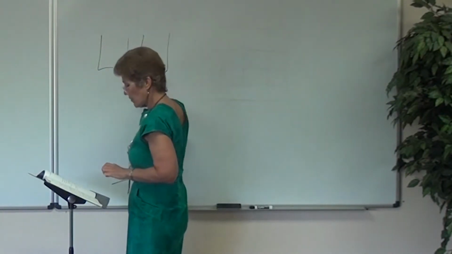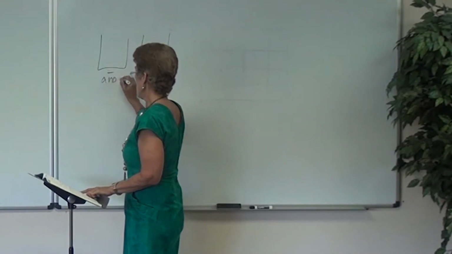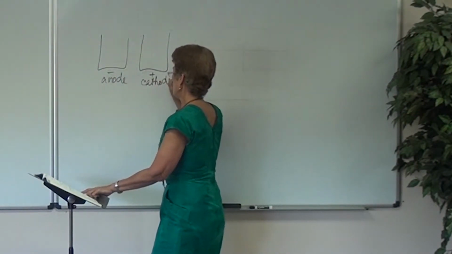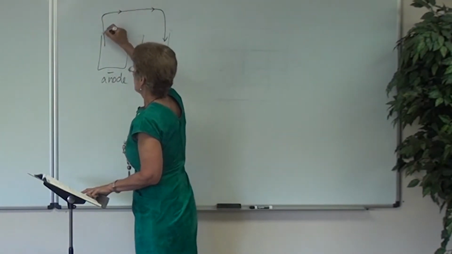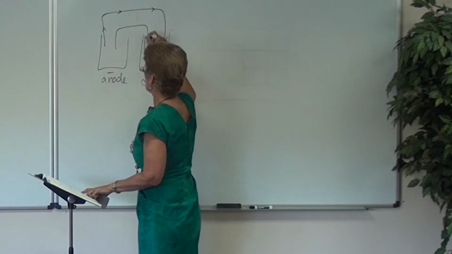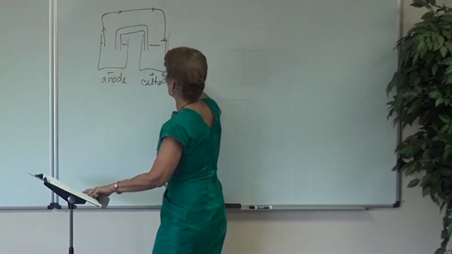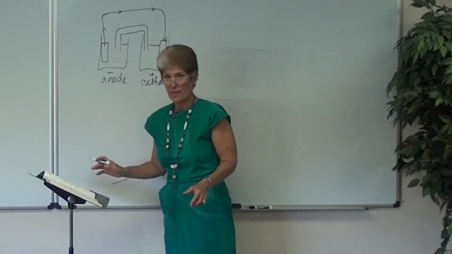So you're going to draw the cell. You're going to go like this, and we are going to put the anode on this side and the cathode on this side. We put that the flow of electrons goes this way, and we put a salt bridge in between the two. We have an electrode on the end of each of these. Okay, so that's our standard galvanic cell.